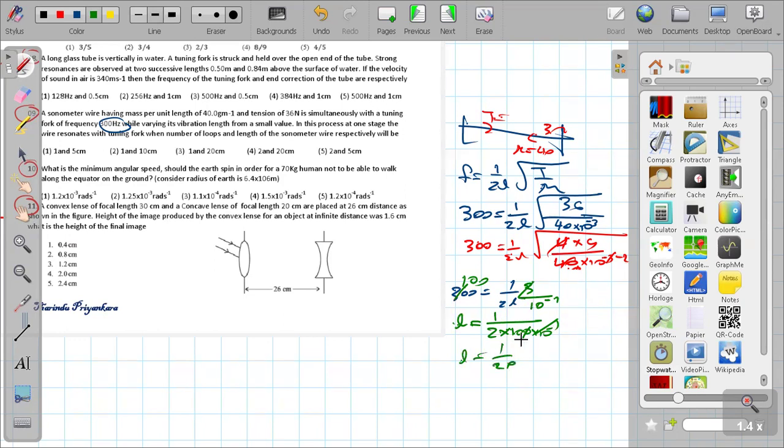One over 20. One over 20 means it's like 100 over 24. The centimeter count is going to be 5 centimeter for the length. How many answers are there with 5 centimeter? This one and this one. So now you can remove all the other answers, but now it is going to be a 50-50 situation. Now the next thing is you have to find out how many loops. To find that, V equals F lambda, you have to apply.